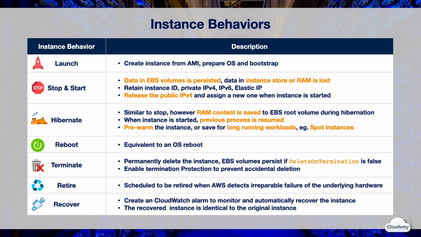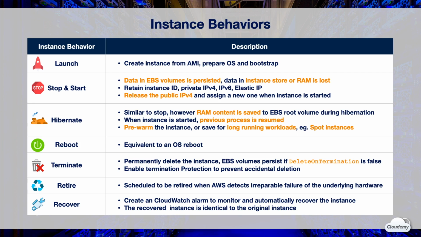When you stop an instance, EBS volumes remain attached to the instance, and data stored in EBS volumes is persisted. Any data stored in instance store or RAM is lost. The instance retains the instance ID, private IPv4, IPv6 and elastic IP addresses. However, the public IPv4 address is released when the instance is stopped. When you start the instance again, a new public IPv4 is assigned to the instance.